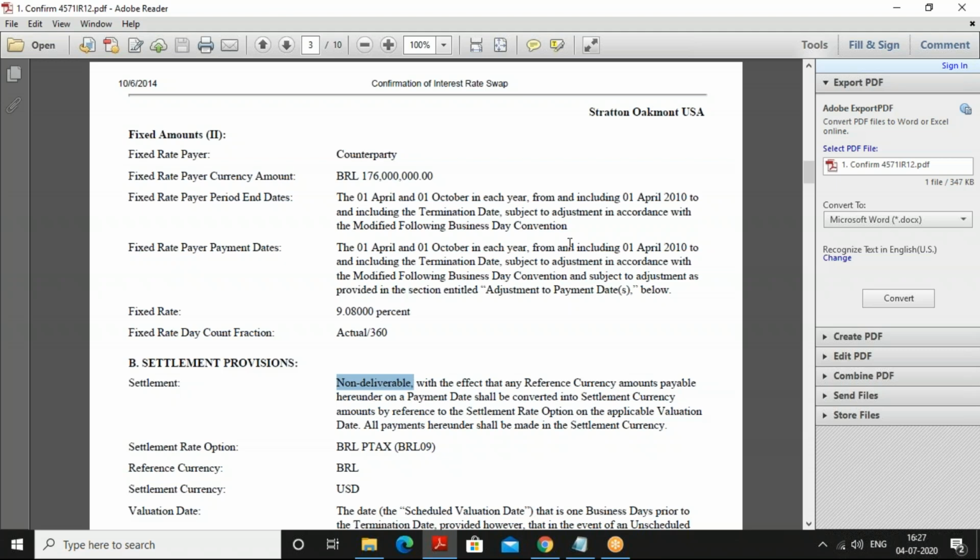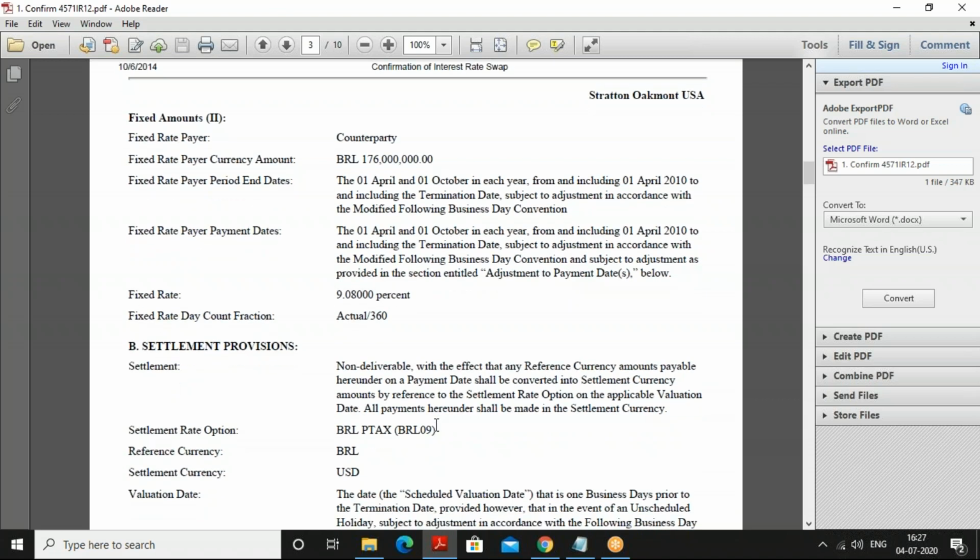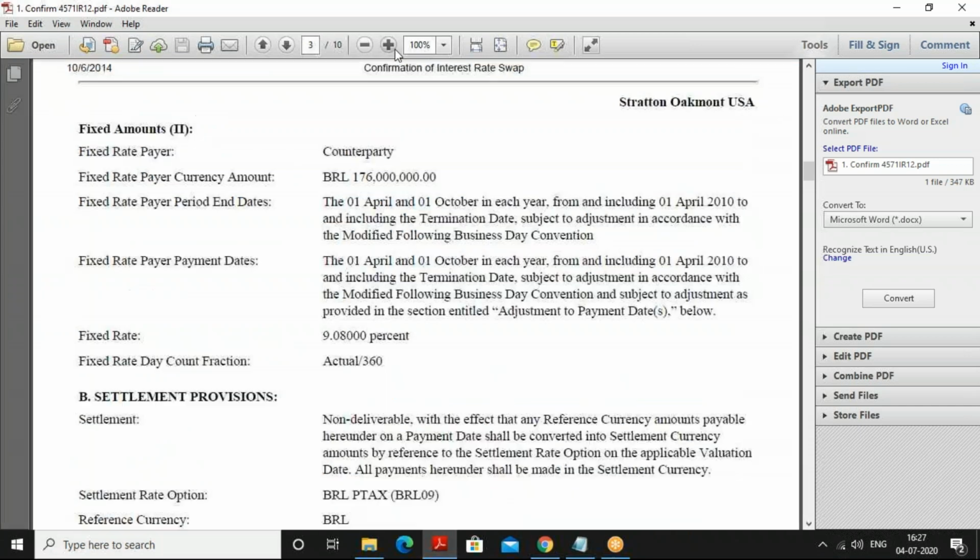Now here's the thing, right? So you have your fixed dates, 1st April, 1st October, everything is fine. Now, if you look at the settlement provisions, it's saying non-deliverable. It's non-deliverable, and BRL is NDF. Hang on, let me expand it for that.